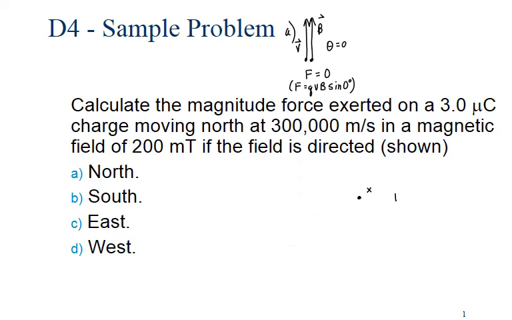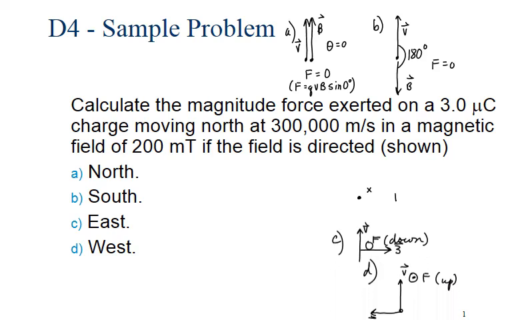All right, so for part A, if this is moving north and the field is moving north, this would be sine of 0 degrees. There's no force. So the velocity is north, the field is north, no deflection. In B, if the particle is moving north, but the field is going south, this is 180 degrees. So again, sine of 180 would be 0, so there's no force on it.